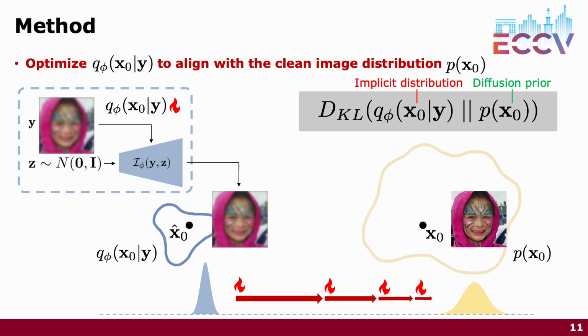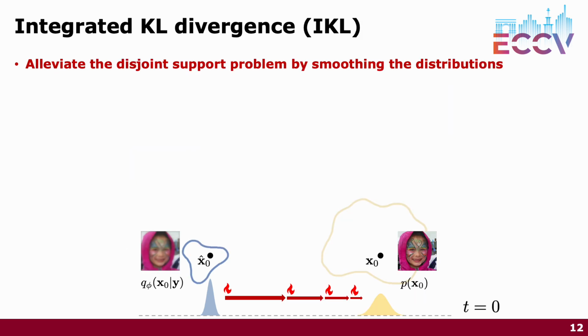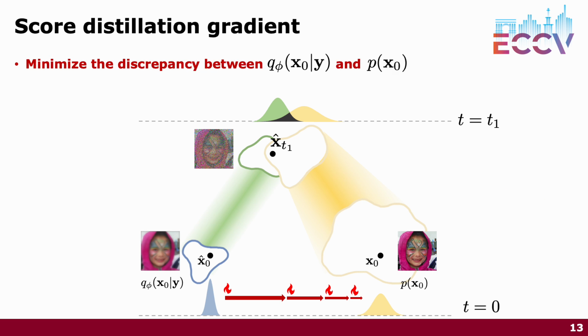However, we face the disjoint support problem. When two distributions do not overlap, the KL divergence becomes infinite. To alleviate the disjoint support problem, we use the diffusion forward process by smoothing the distributions. Let's minimize the discrepancy between two distributions at an arbitrary time step t1.